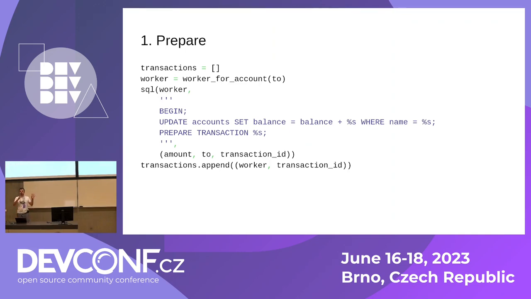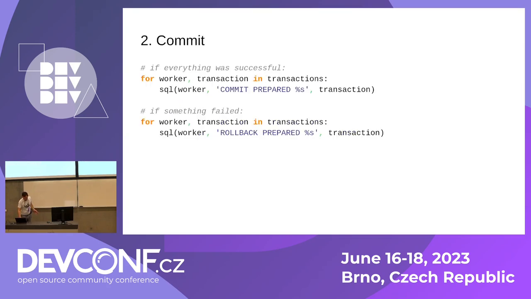So the function that we have would work like this. For each of the servers, we will create a transaction. We will execute our SQL code, which is relevant to that particular server. And we will append this transaction to a list of transactions to commit in the second step. So it's fine, right? Works. If we didn't get any exception, we go over the list and commit everything. If something went wrong, we roll back those transactions that we have. Fine, right? What could go wrong?